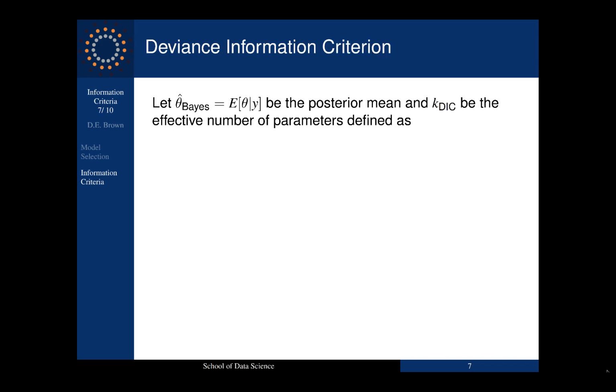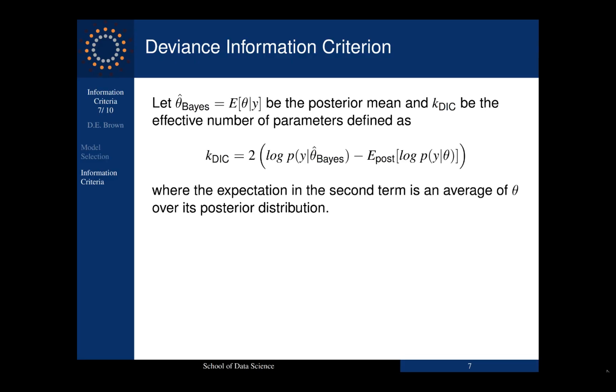that we have and uses that as the factor to multiply or penalize by the number of parameters. Well, we can extend these information criteria using Bayesian analysis, and that's what we'll look at now. So let theta hat Bayes be the posterior expected mean, and let k subscript DIC, for deviance information criterion, be the effective number of parameters. We'll define that k_DIC as twice the log of the likelihood given the Bayes posterior mean estimate minus what's shown in the second term, which is an average over theta, the parameters, over the posterior distribution.